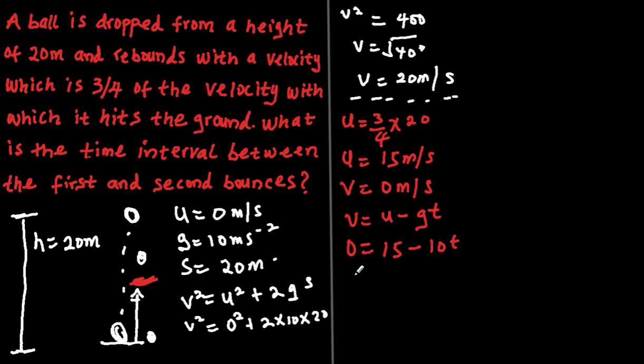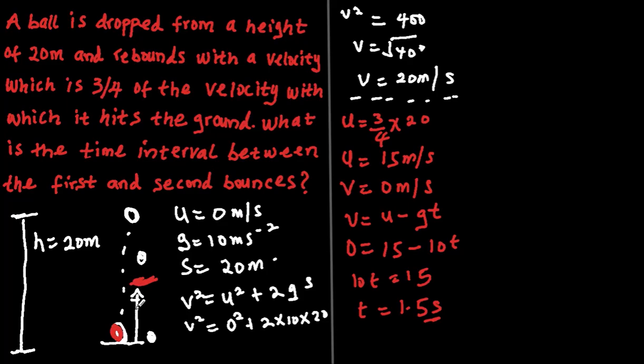Take 10 to this side, we have 10t equals 15. Then t is going to equal 1.5 seconds. So it means that at the first bounce, it takes 1.5 seconds for it to go upward. Now, what time will it take for it to come downward? It's also going to take 1.5 seconds.